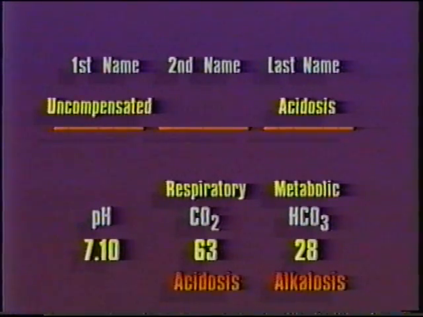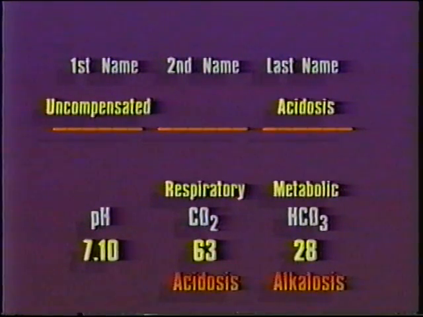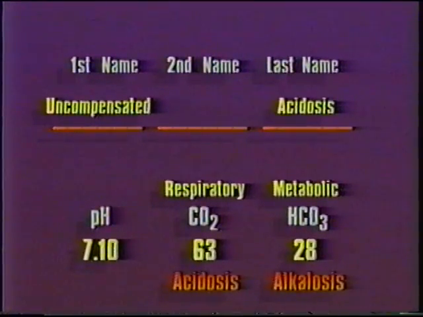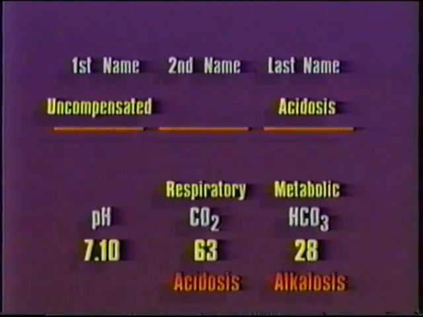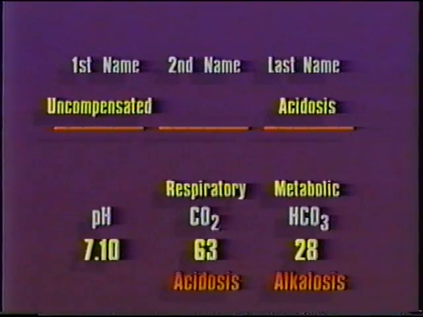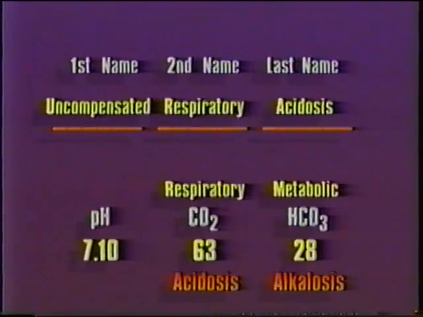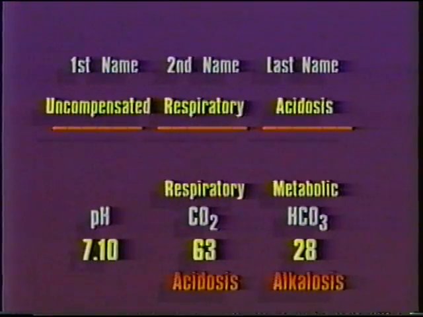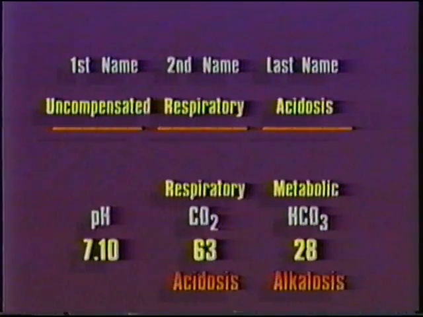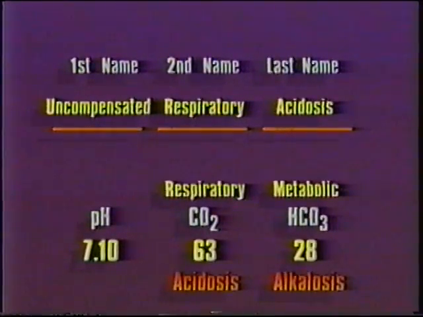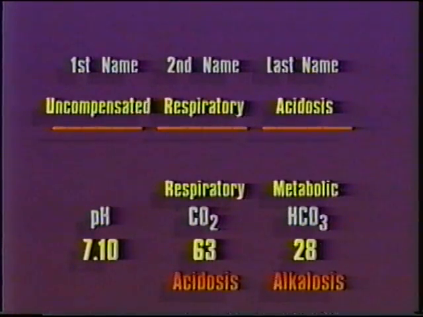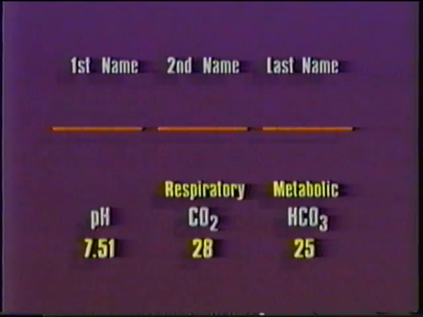Now you have acidosis under CO2 and alkalosis under HCO3. Refer to the baby's last name. What was it? It was acidosis. Who is the baby's father? The father of the baby will have the same last name as the baby. Where do you find acidosis? Under CO2 or HCO3? Right, under CO2, which is respiratory. So write in respiratory for the baby's middle name. His name is uncompensated respiratory acidosis. You're on a roll. Let's do the next one.